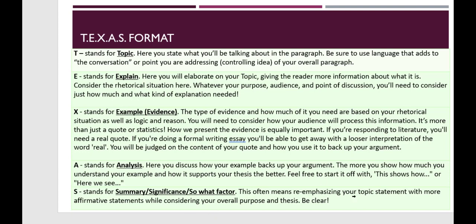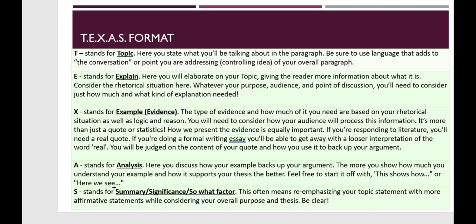So how are you wrapping up the body paragraph in a way that you want to reiterate something? What was the purpose of this whole body paragraph? And that's also a final opportunity to communicate to your reader what you want them to take away from that body paragraph. Okay.